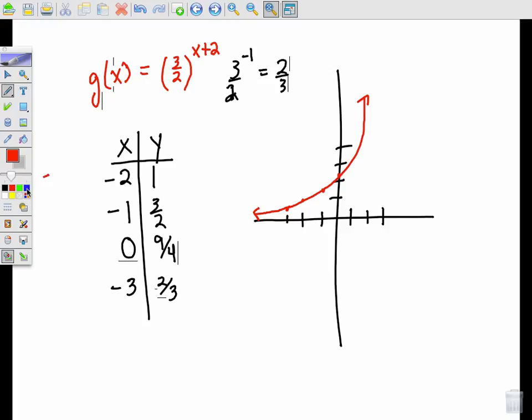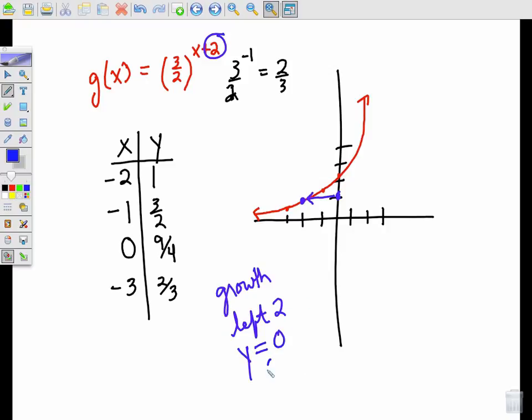Now I want to show you what that +2 is doing with my graph. That +2 here, this point has been shifted from the original y-intercept. It's been shifted left 2. So this is still a growth. This +2 shifts my graph left 2. y = 0 is the asymptote, and my intercept is actually (0, 9/4). So those are some important parts to this one.